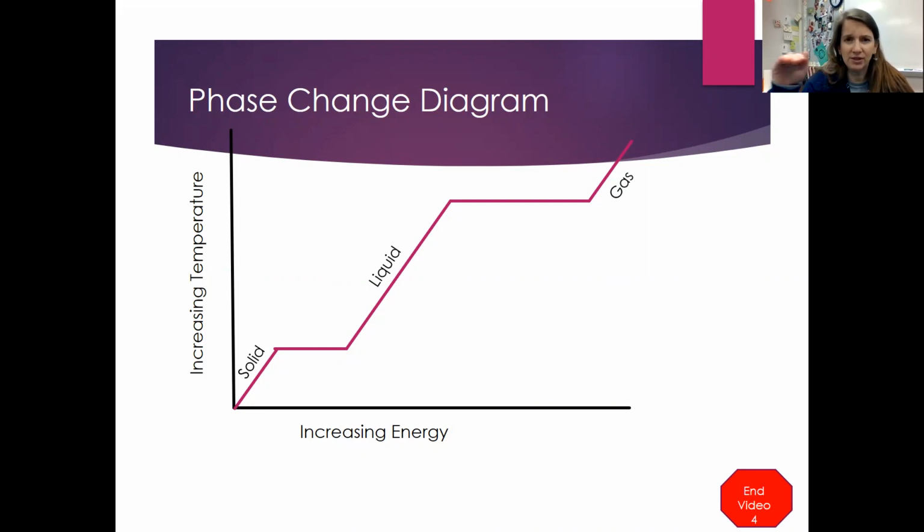Now, those horizontal lines that are between the different phases, those represent the phase changes. So as you go from a solid to a liquid, we know that we are going to be melting. Conversely, when you go from a liquid to a solid, we're going to be freezing. Going from liquid to gas, that's going to be evaporation. And then from gas to a liquid is condensing.